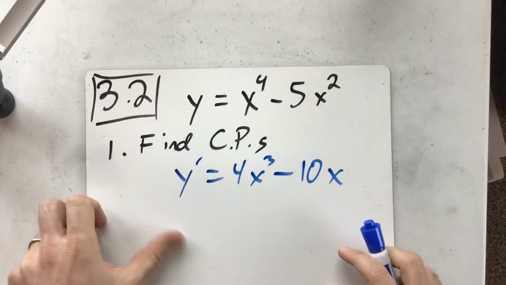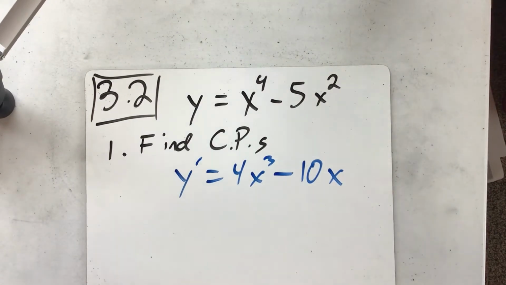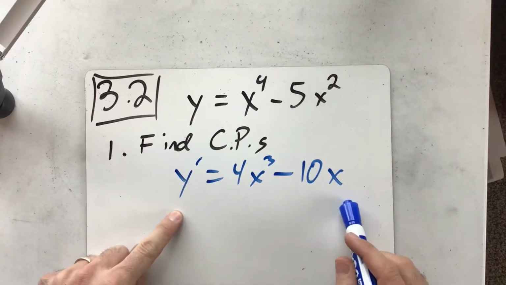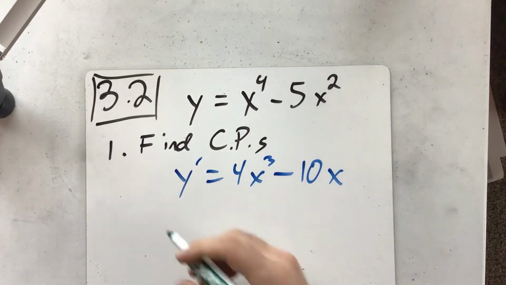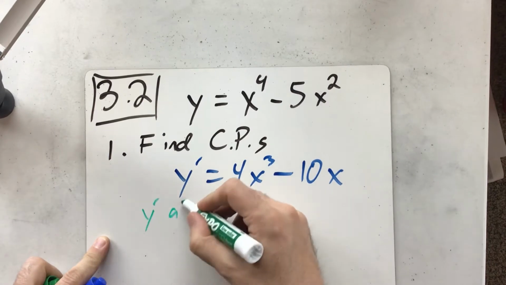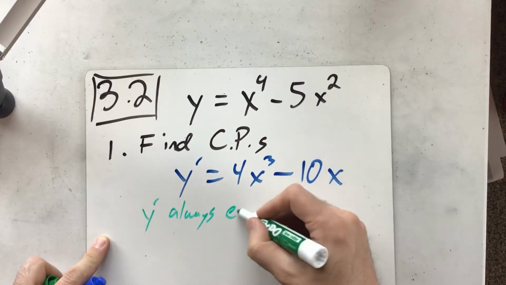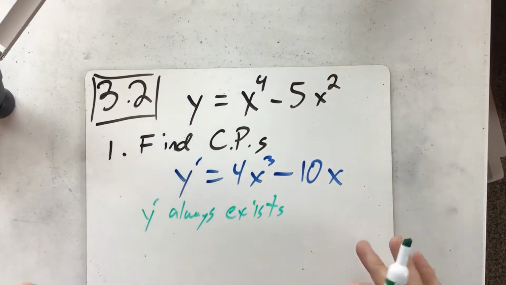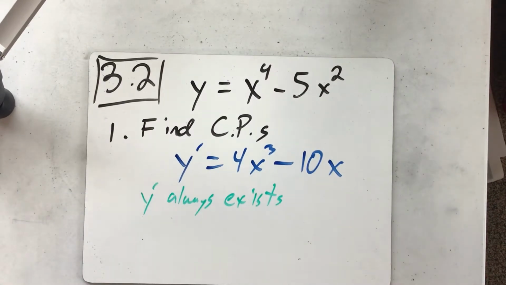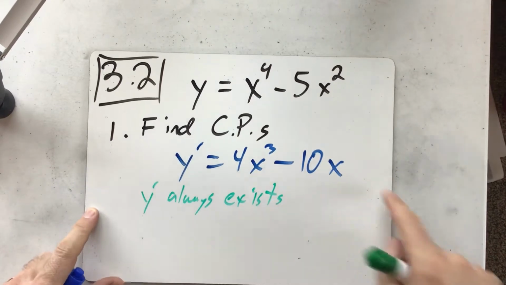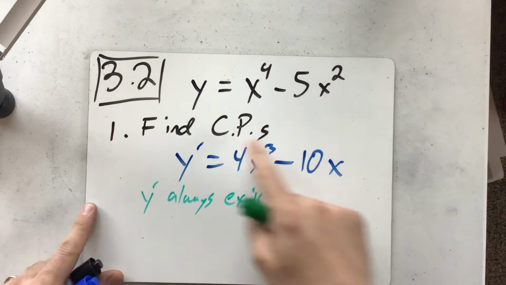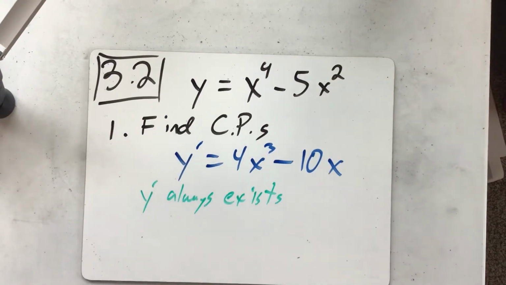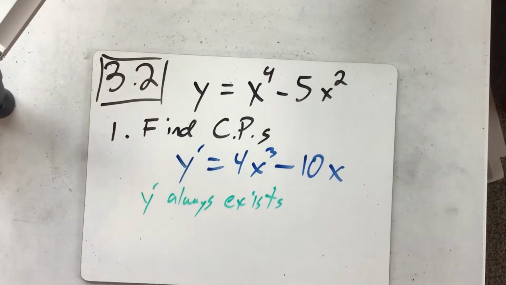Then, once we have this, we need to ask ourselves two questions. Where does the derivative not exist? This derivative always exists. So I'm just going to write myself a little note over here. Y prime always exists. So that means I don't have to worry about the does not exist critical points. How do I know it always exists? Well, look at this function. We're never dividing by 0. We're never taking square roots or logs or anything like that. This is just a nice function. It always exists.